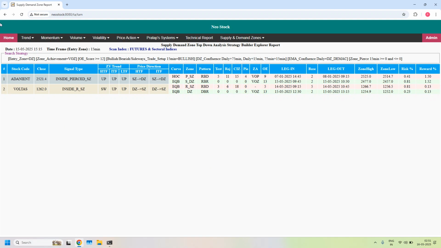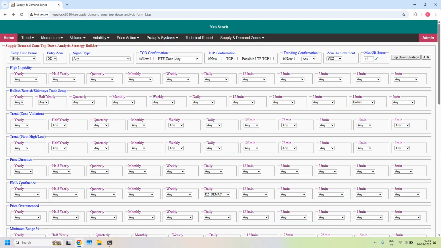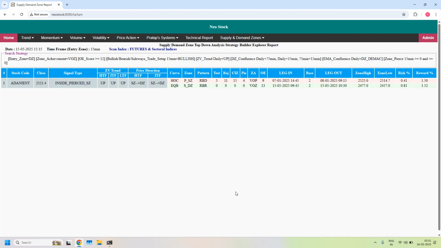So this is perfect, but only thing is sideways EMA confluence. The trend on daily should not be sideways, it should be uptrend because bullish trade setup. So this one stock is filtered. Because bullish or bearish or sideways, we have selected bullish. That's why we are looking into daily 75 and 15 minutes demand zone confluence.